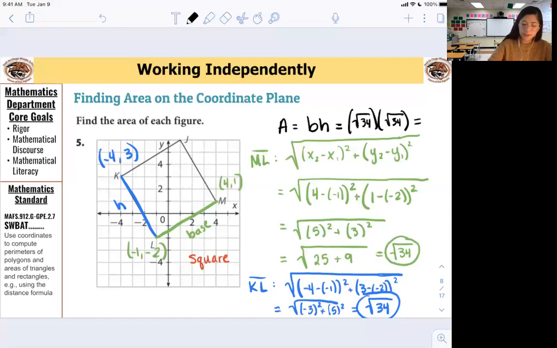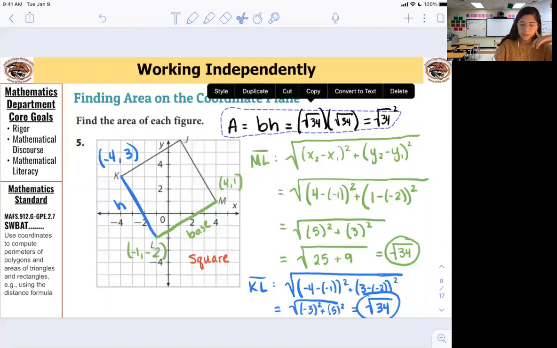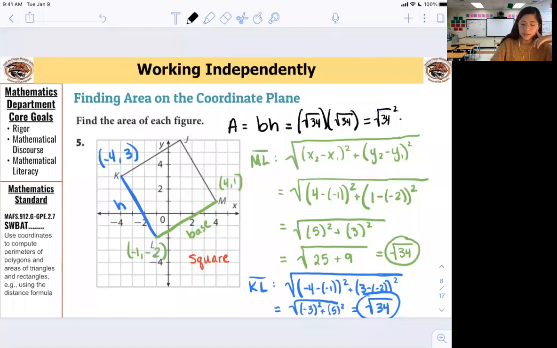power. Okay, good. I know that's what you meant, but just make sure we're using the correct vocabulary. So would you guys agree that if I'm doing the square root of 34 times the square root of 34, that's just the square root of 34 squared? Would you agree? We agree? Okay. Well, what happens here? Does anything cancel out?